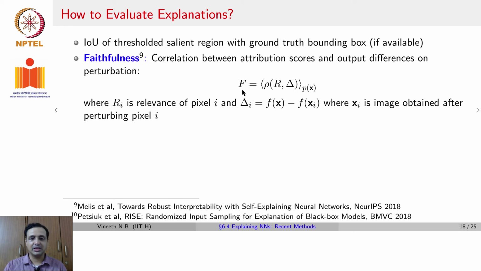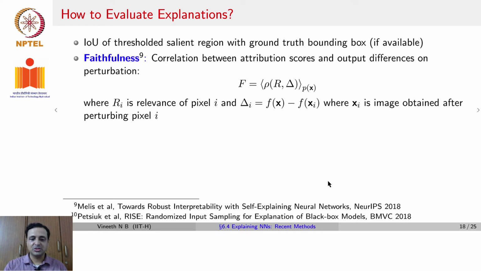So here is the equation. We say that faithfulness is given by rho, which is the correlation of R, delta. R is the relevance of a particular pixel i, and delta is the output difference when x_i is the image obtained after perturbing pixel i.